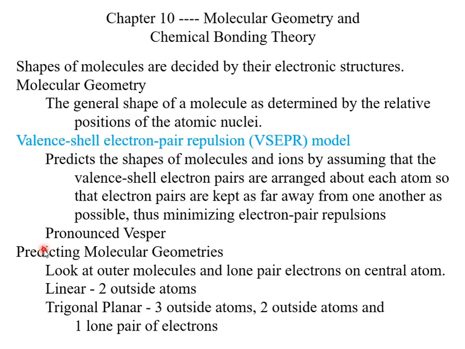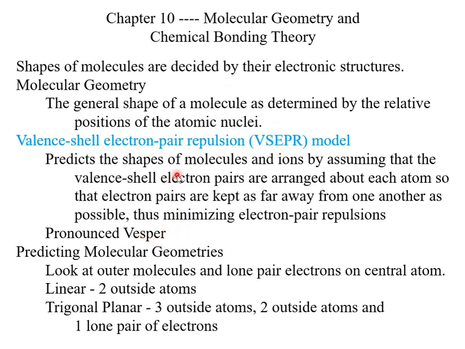This video is the beginning of Chapter 10, which is Molecular Geometry and Chemical Bonding Theory. We're going to be focusing on the molecular geometry. Molecular geometry is simply the shape of the molecule as determined by the position of atoms and lone pairs. The model that we're going to be talking about is called the VSEPR model.